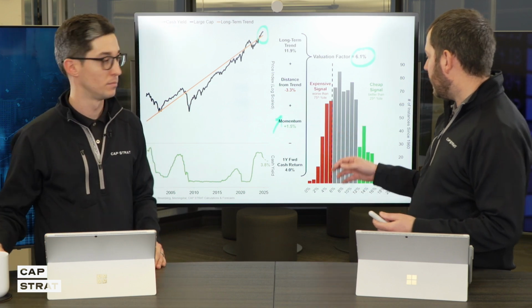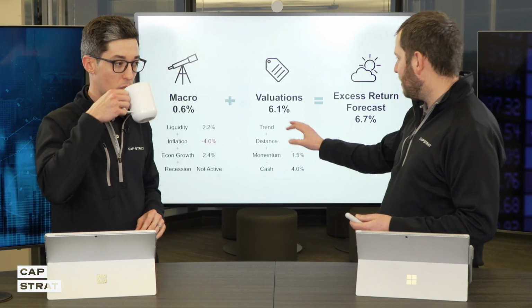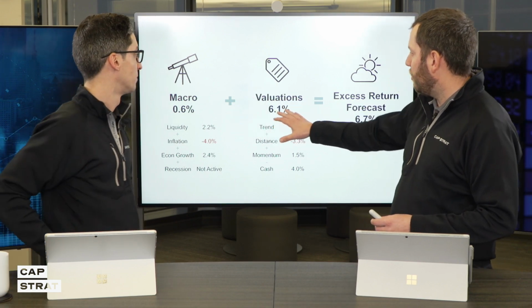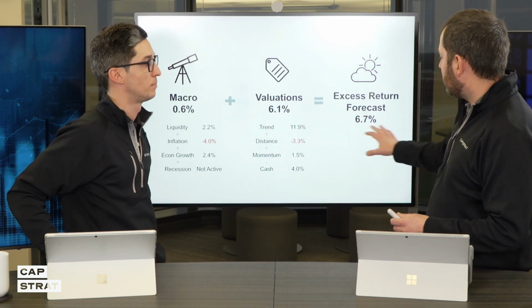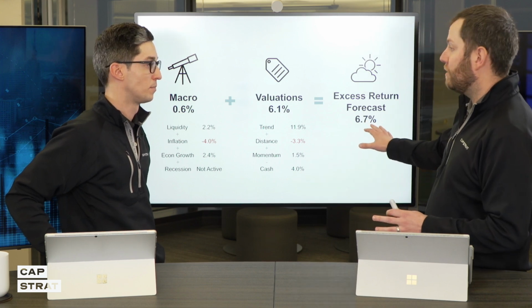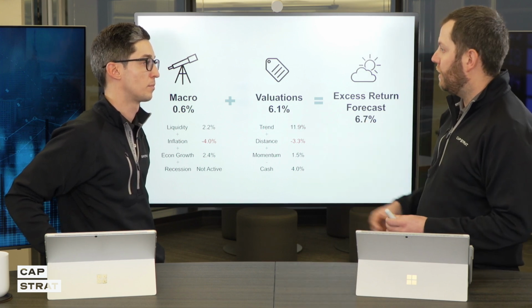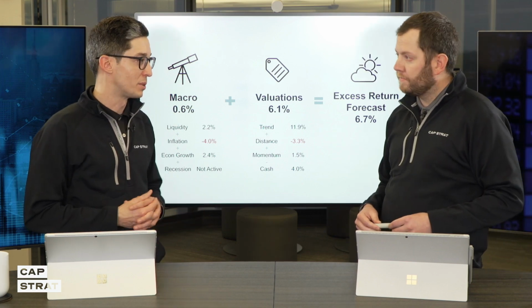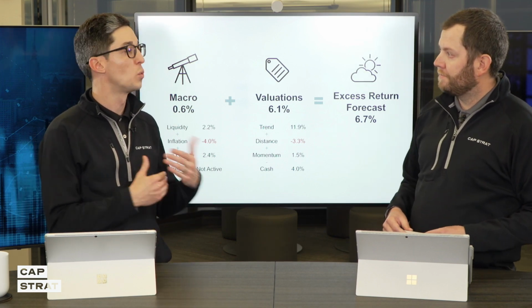And paying off that tease from earlier in the video, doing a little bit more math for our viewers, adding the macro factor at 0.6%, the valuation factor at 6.1, gets us to an overall excess return over cash forecast of about 6.7%. How does that compare in terms of historical attractiveness? It's in something like the 67th percentile. So it's a little worse than you would typically expect to be compensated if you're going to invest in a basket of large cap stocks.